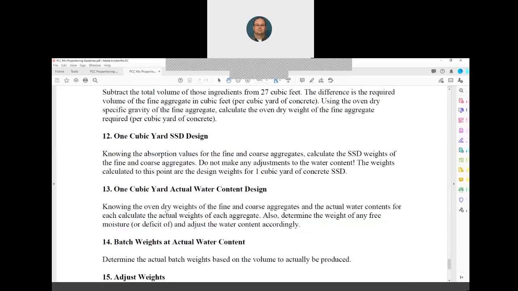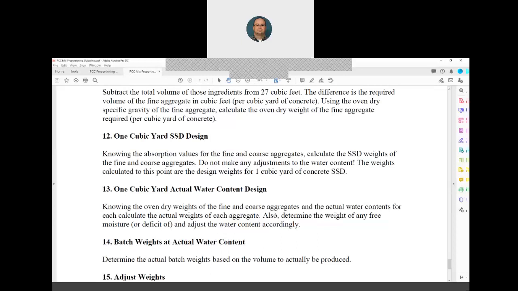Knowing the oven dry weights of the fine and coarse aggregates and the actual water contents for each, calculate the actual weights of each aggregate. Also determine the weight of any free moisture or water, or deficit of, and adjust the water content accordingly. Okay, so this is the key. Remember me telling you that you need to understand moisture conditions of aggregate. Okay, so we have oven dry, we have saturated surface dry, and we have wet.